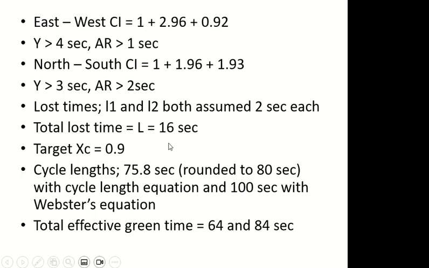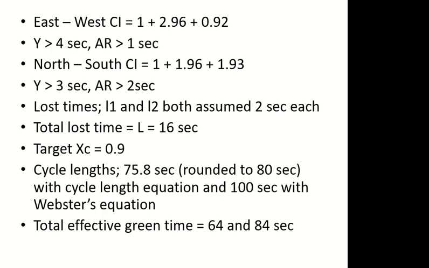Now the signal has a lost time of 16 seconds total. Cycle length minus lost time gives you total effective green. So with cycle length 1, I'll do 80 minus 16. With cycle length 2, I will do 100 minus 16. So total effective green with cycle length 1 is 64, 80 minus 16. With cycle length 2, 100 minus 16 gives you 84. So this is my total effective green time.